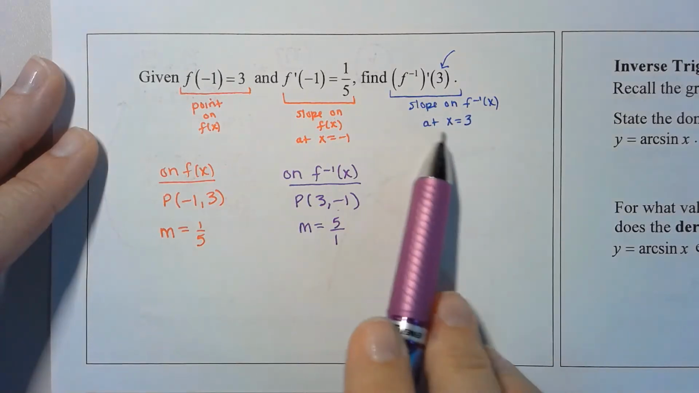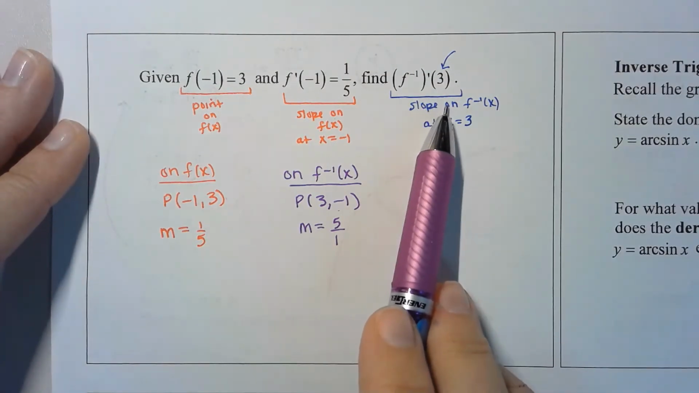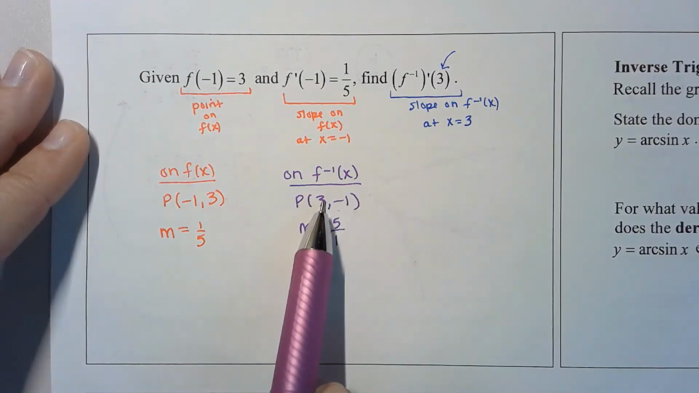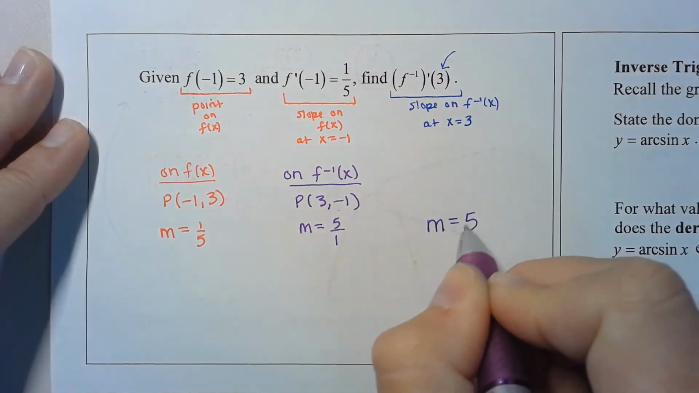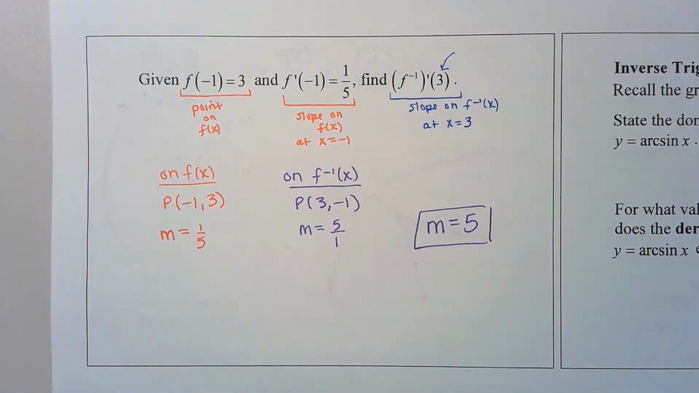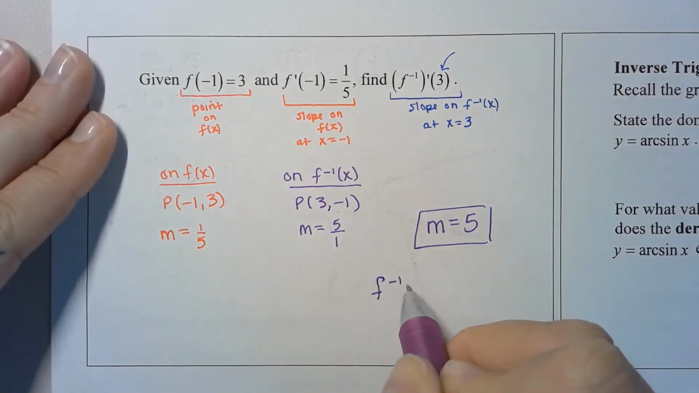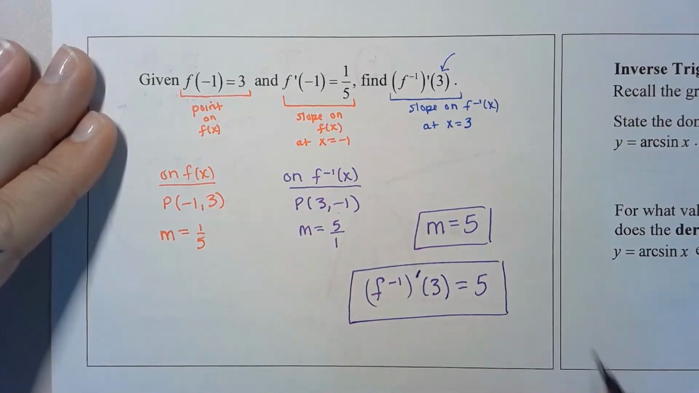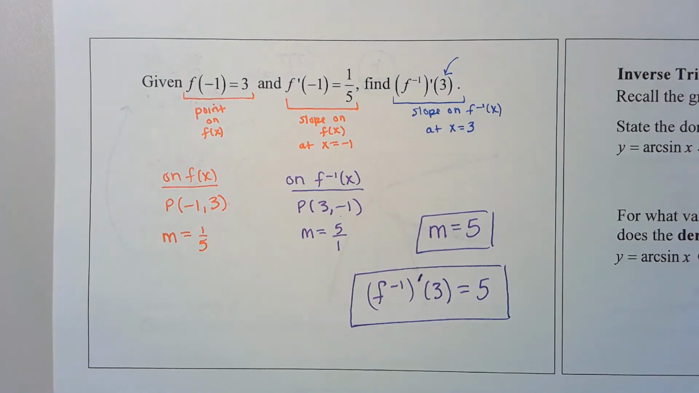All right, well, let's think about what they asked us to find. They said find the slope on the inverse. So on the inverse, find the slope at x equals 3. Perfect, we have that, right? This is x equals 3. We have the slope. So our answer is 5. The derivative of the inverse at 3 is equal to 5. Same thing, the slope on the inverse at x equals 3. Okay? All right. So that's kind of a relationship between just any old graph and its inverse.